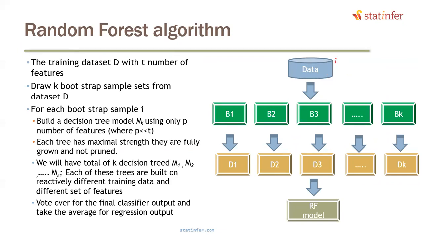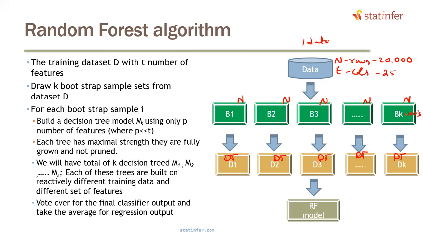Suppose that you have a data set which has n rows. Let n be 20,000 rows. And t columns. Let t be some 25 columns. You make k bootstrap samples or k bags. Usually k is in the order of hundreds of bags. Once again, what will be the size of each bag? N rows. N happens to be 20,000 here. On each bag, specifically, you build a decision tree model. That is your random forest.